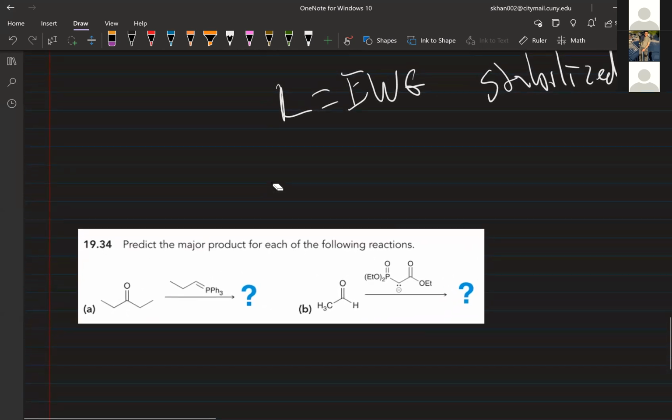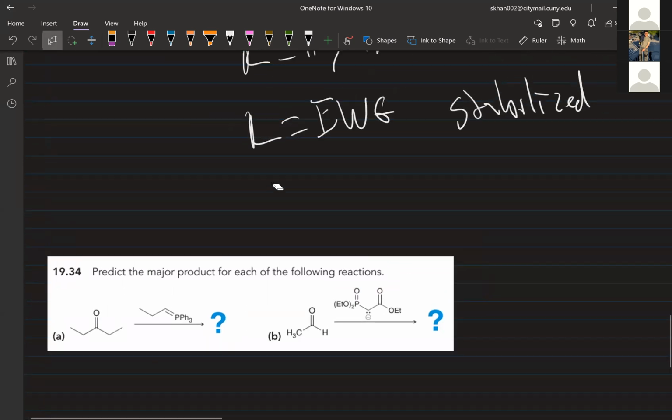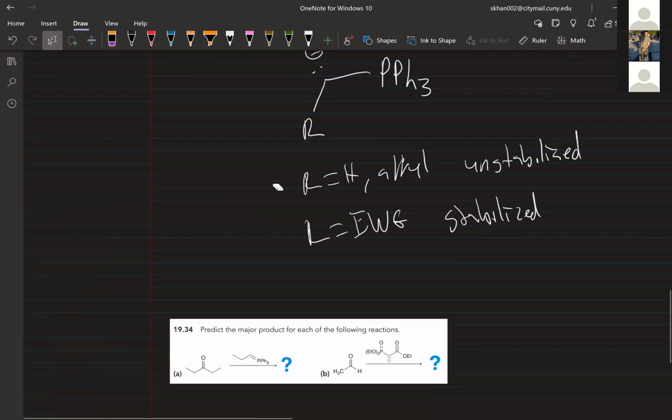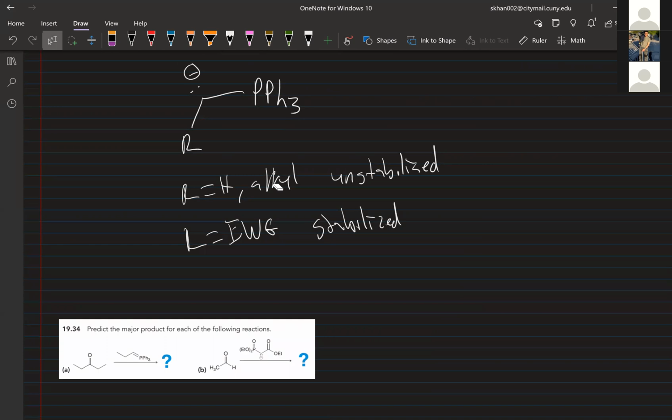But the reaction occurs the same way, in terms of the phosphorane, or whatever you want to call it. That's always going to be dependent on the R groups attached.